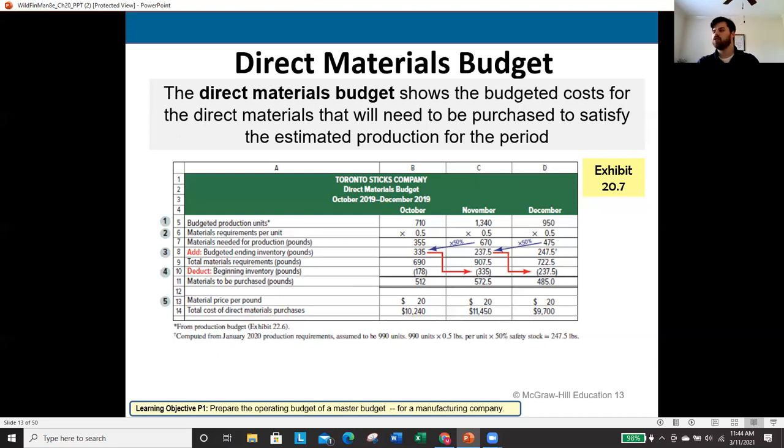Now, we can follow this through the same way for the next month, and what we will notice then is that whatever I had in my budgeted ending inventory for the month of October rolls through as my beginning inventory in the month of November, just as we saw earlier.